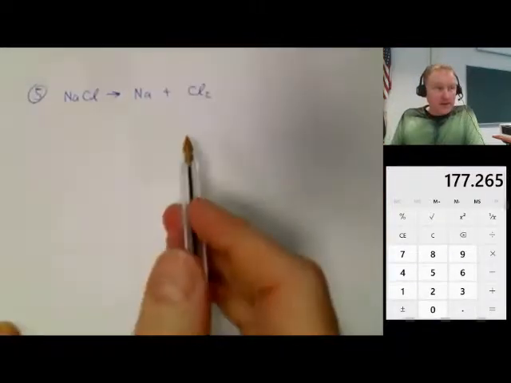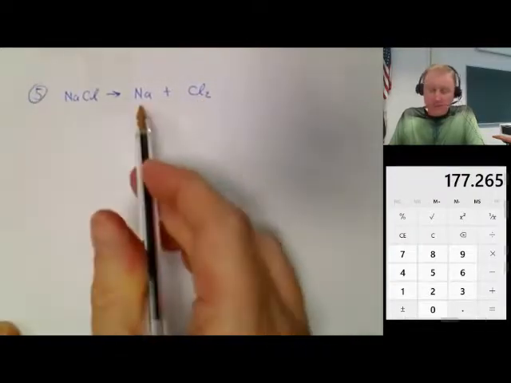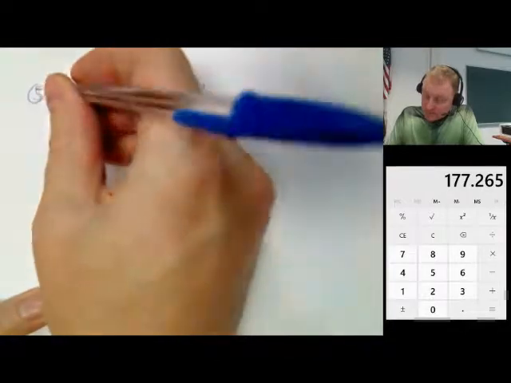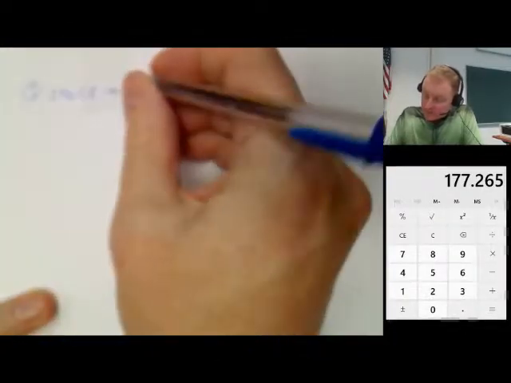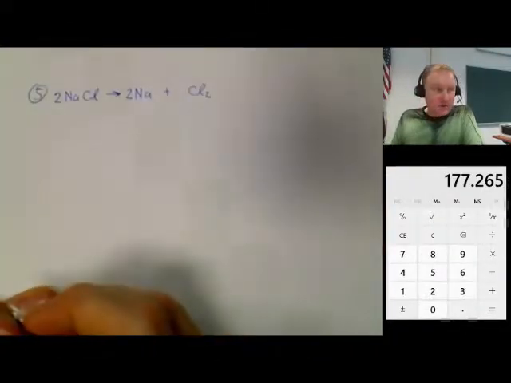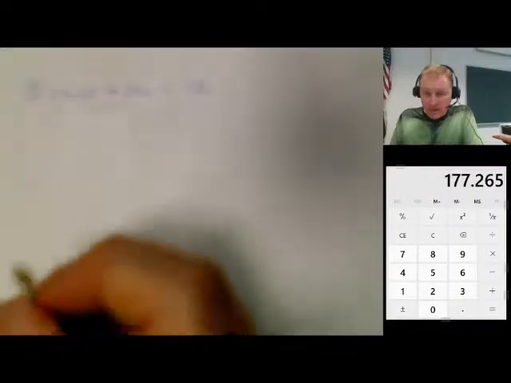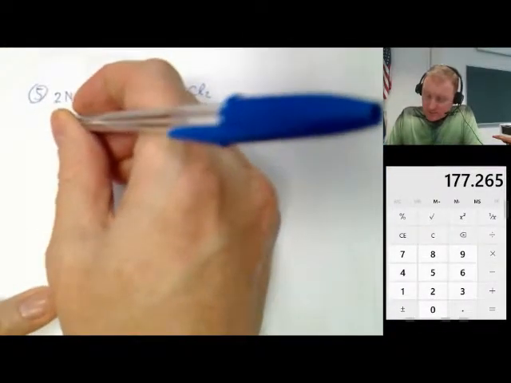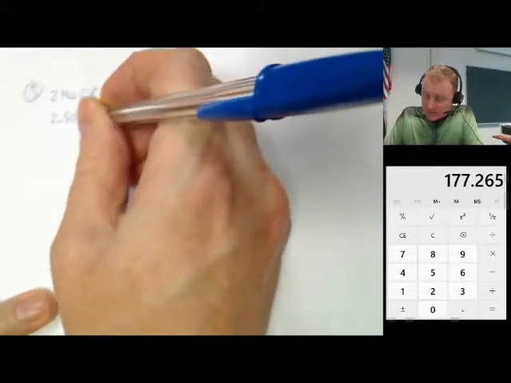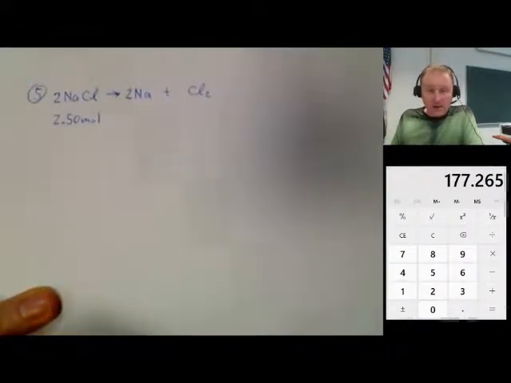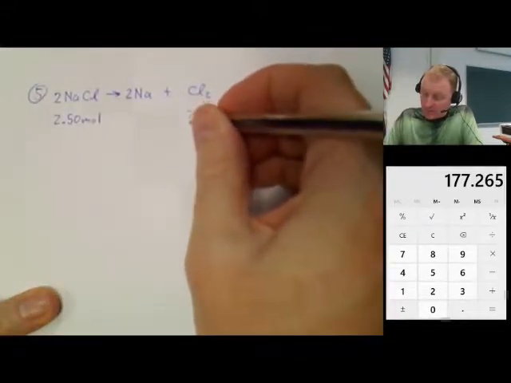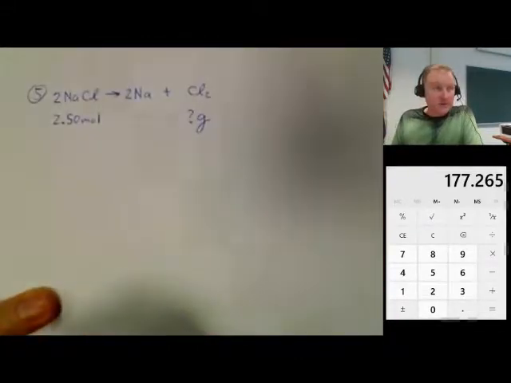Remember, chlorine is a diatomic element. There's 2 chlorines for every 1 sodium. And to balance this, I'm going to put a 2 here to balance the chlorines, and then I'm going to put a 2 here to balance the sodium. So this will be the balanced equation for this. And I'm starting with 2.50 moles of sodium chloride. And I want to know how many grams of chlorine gas is going to be produced. So I want to know chlorine in grams. That's what I'm doing on this question here.